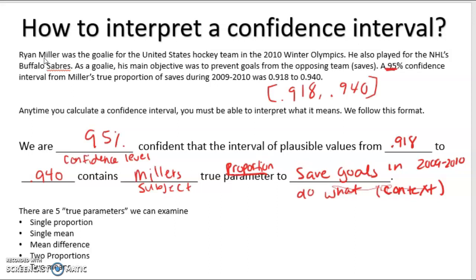Over the next few weeks, we're going to look at 5 different true parameters: the single proportion, the single mean, mean difference, 2 proportions, and 2 means. And there are 5 different formulas that you can use to calculate the confidence intervals.